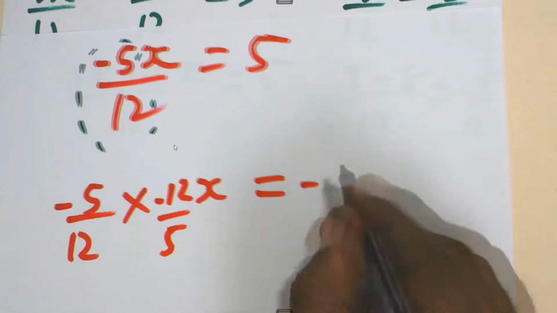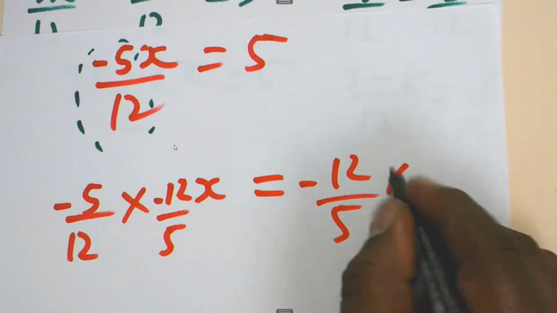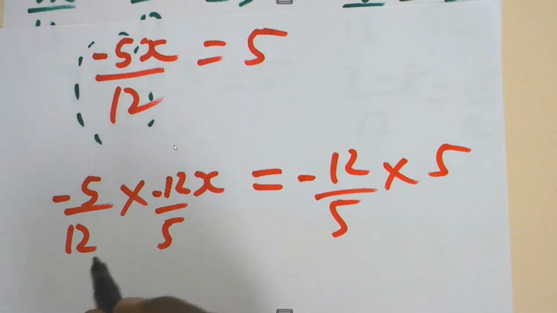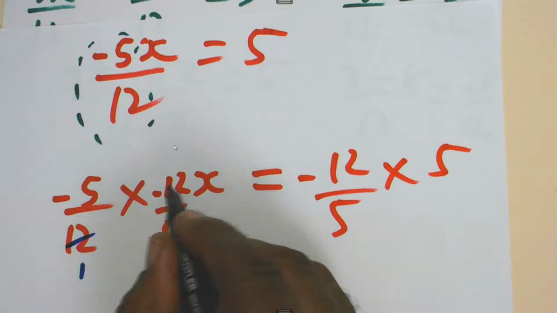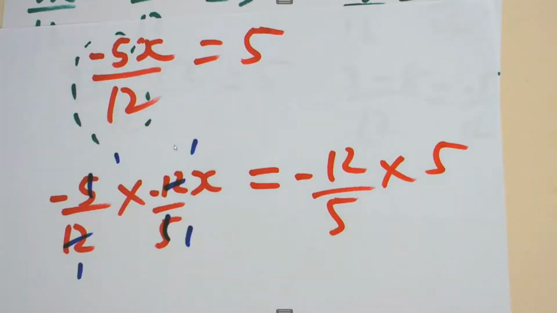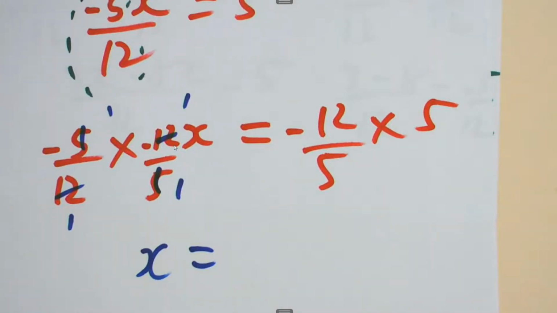But what you do on the left, you also do on the right. So how many 12s into 12 is 1? How many 5s into 5 is 1? Negative 1 by negative 1 is positive 1. Therefore, this is your x. Remember, we want the value of x, we must solve for x.